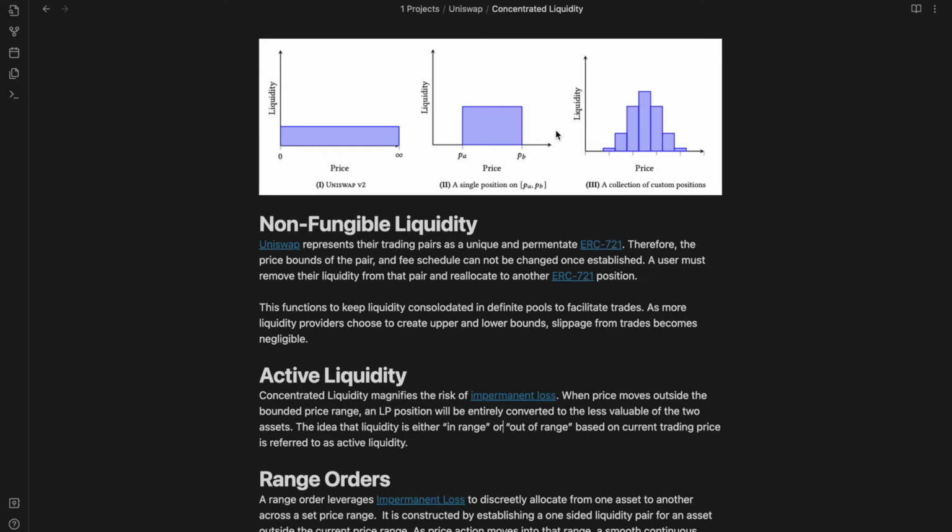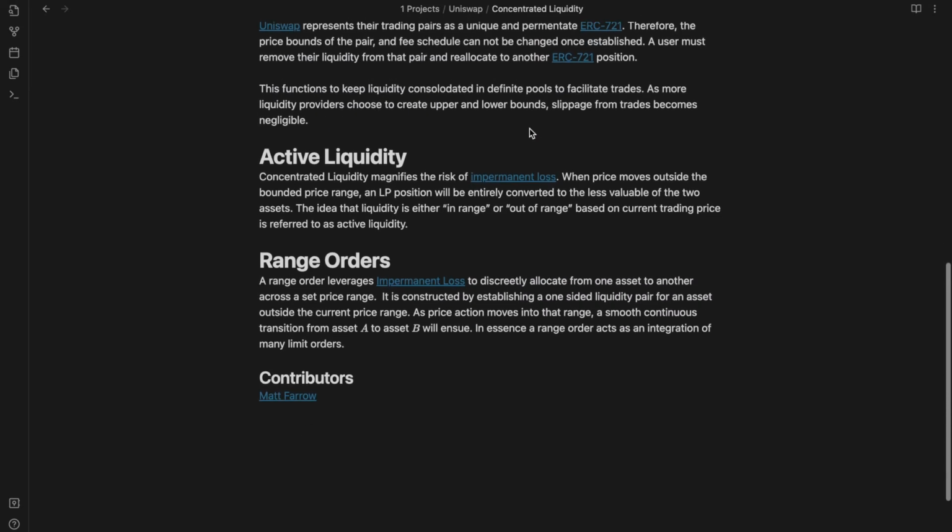So if ETH is valued more than USDC, that's going to cause the price of ETH to appreciate relative to USDC. And if USDC is valued more than ETH, the relative value of USDC is going to be higher than ETH, and ETH is going to depreciate relative to USDC. And so you're going to be left with much more ETH down here and more USDC up here.